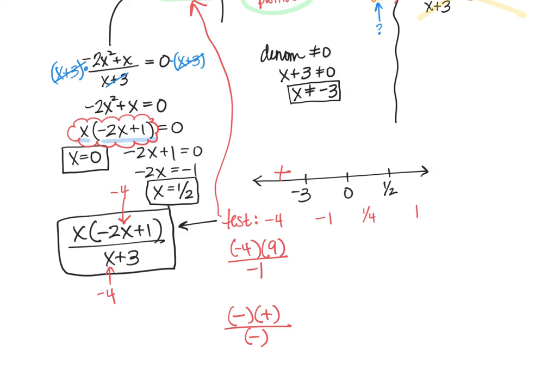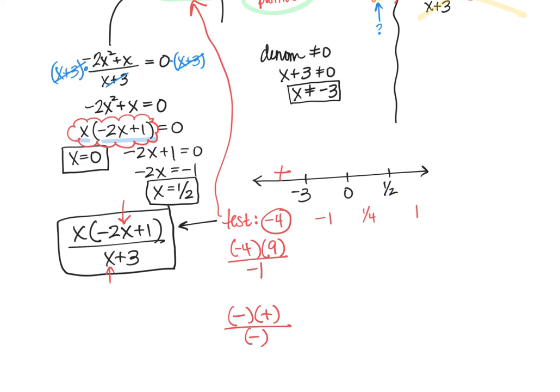And that means that any value smaller than negative 3, so that would be negative 4, negative 5, negative 6, any number that you could pick smaller than negative 3, is going to return to you an output that is positive. So now let's test negative 1.